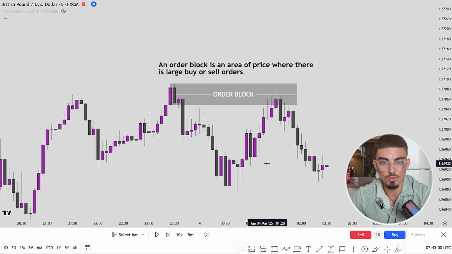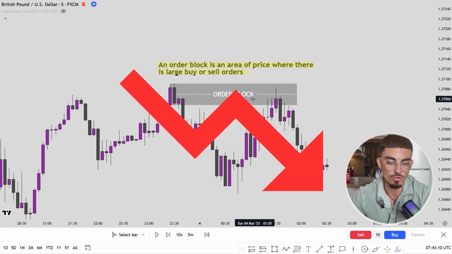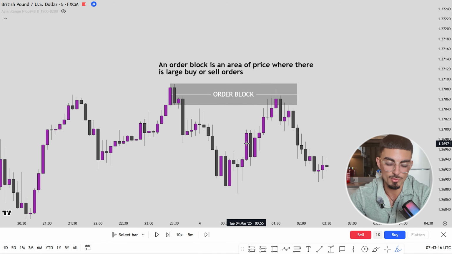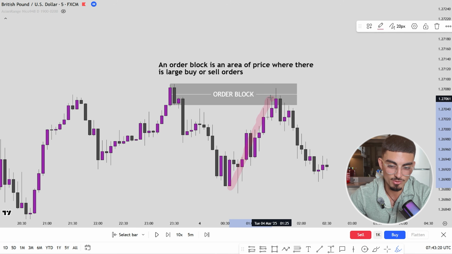So the first thing, what is an order block? As you can see right here on my charts, an order block is an area of price where there will be large buying or selling orders, depending on if the market is trending lower or trending higher. Now, I'll get into how to identify this order block literally in 30 seconds. But what we need to understand first of all is that price will trend higher into the order block. And once it taps into the order block, that's when you can expect to see a reaction from it.